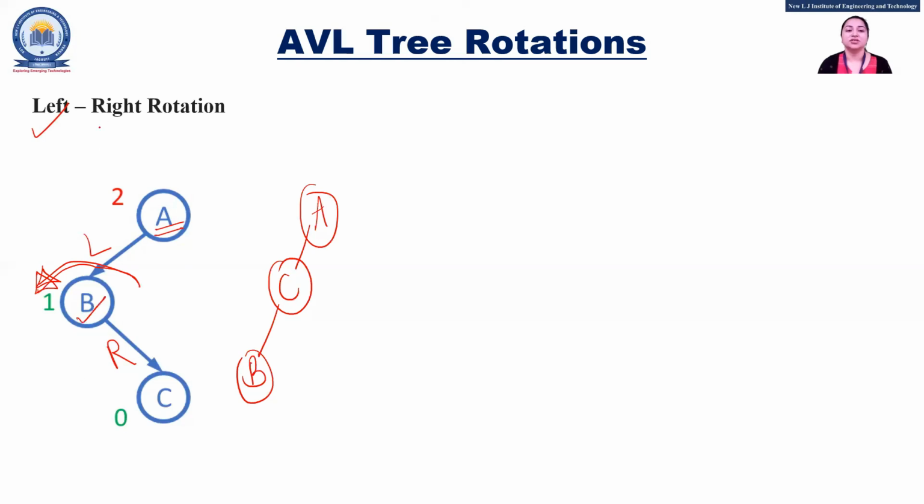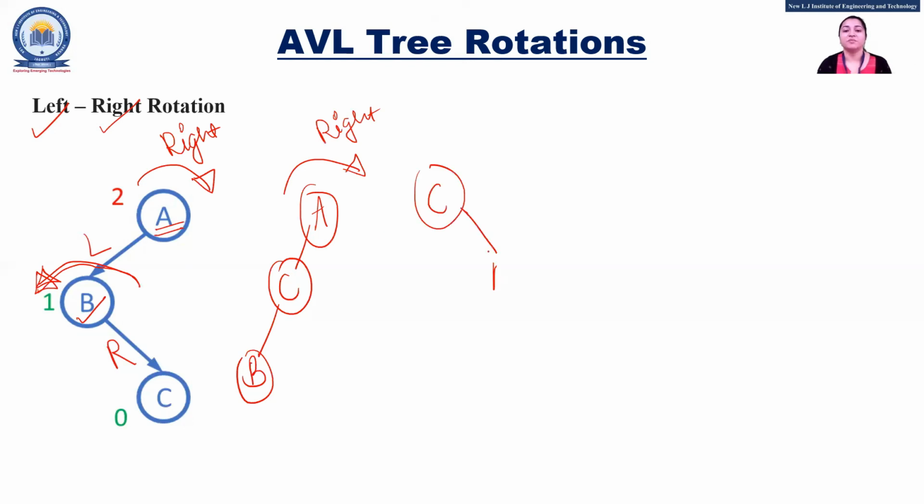What is the second rotation? That is right rotation. That rotation will be about A. So we will rotate A to the right. In this resulting tree, we will rotate this A to the right side. Right? If we pick A and pull it to the right, C will be at root, A will be at right, and B will be attached in the left subtree. So this is a perfectly balanced tree now. So this was the left-right rotation case.